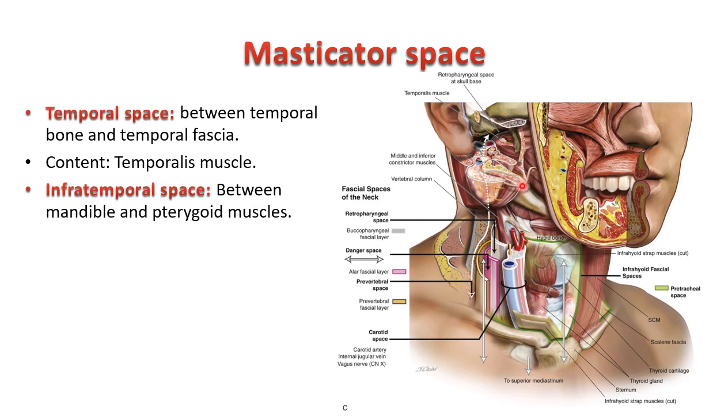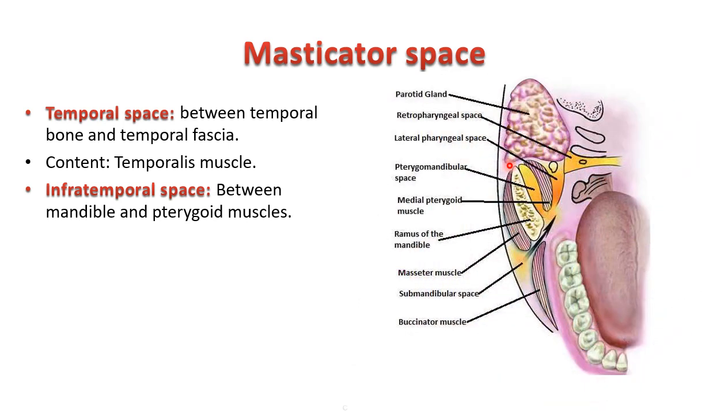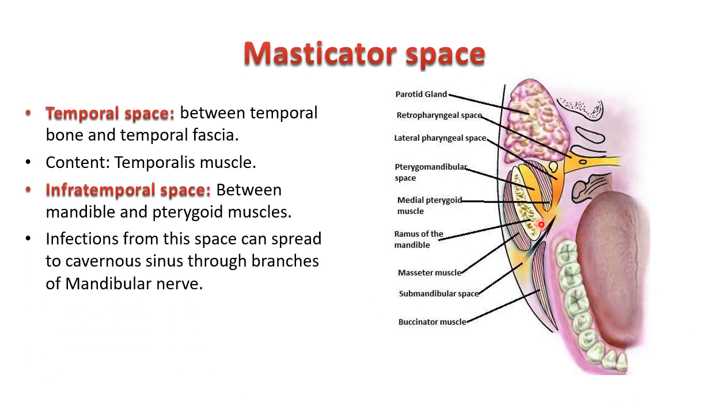Infratemporal space, here you're able to see between the mandible and the pterygoid muscles, which I showed in the last picture, pterygomandibular space. That is called the infratemporal space. So infections from here can actually spread into the cavernous sinus via the branches of the mandibular nerve. Okay, through the branches it can actually spread to the cavernous sinus.